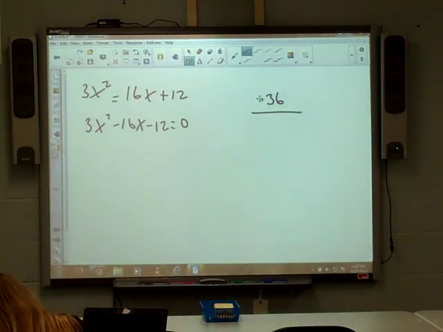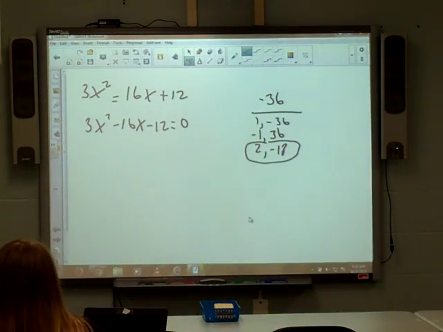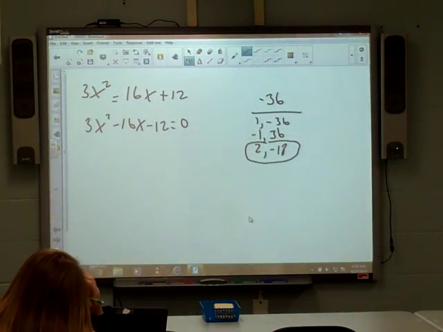Factors of negative 36. Could be 1 and negative 36, or negative 1 and 36. I could be 2 and negative 18. I'm stopping. That's my pair, isn't it? Okay, good on that? I could list them all. There's a lot more factors of 36, but I found my pair that adds to b. b is negative 16, so that's that.